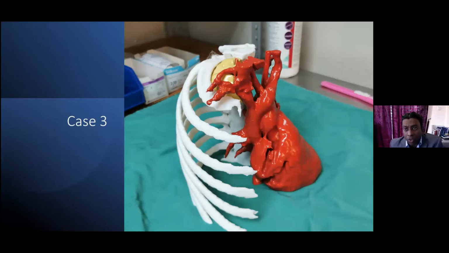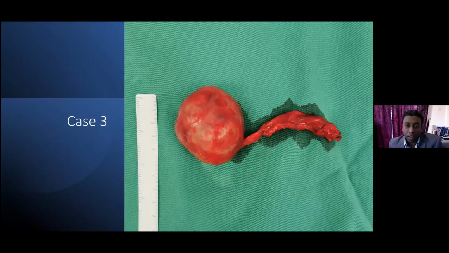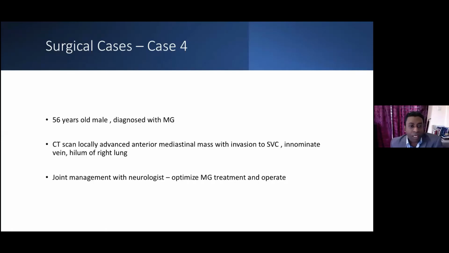And all these wouldn't have been possible without the current technology and facilities we have to resect lesions like this, which would have been deemed non-resectable in the past. And this is the tumor that was removed in total with minimal blood loss, and the patient had no neurological injuries at all. Another case, a 56-year-old male diagnosed with myasthenia gravis.